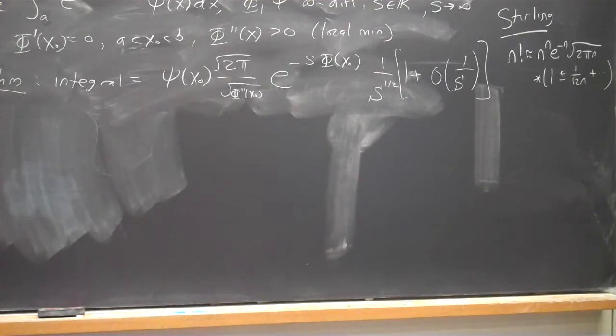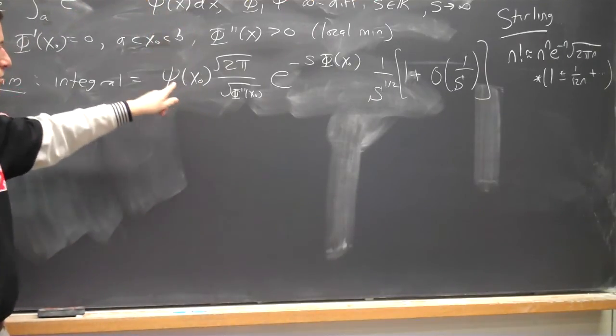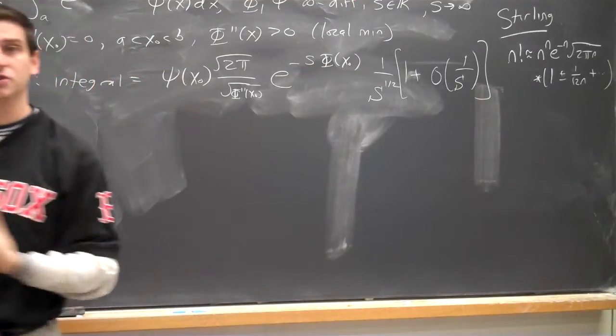I'm writing in a slightly different order than in the book. Well, you have the same terms in the integral that appear here. You're just adding in a bunch of stuff that's small. What do you think the most important point for the integral is? Where phi is smallest. Where's phi smallest? At its minimum, at x naught. So at its smallest, I get e to the negative s phi of x naught. There we go. That's where it's smallest.